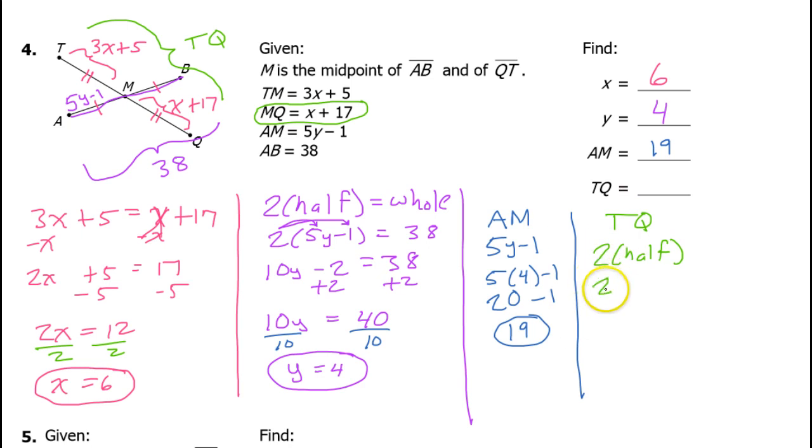So if I do 2 times x plus 17, alright, 2 of the MQs, that should give me TQ. So this is going to be 2 times, well, we know that x is 6, so this will be 6 plus 17. So that's going to be 23, right? Okay, and then 2 times that is going to be 46. Alright, so that should be TQ, should be 46.